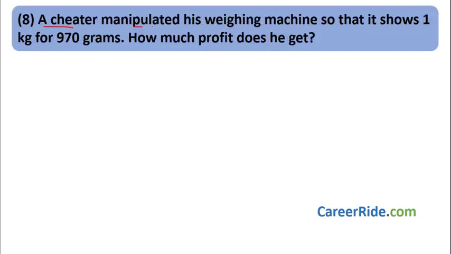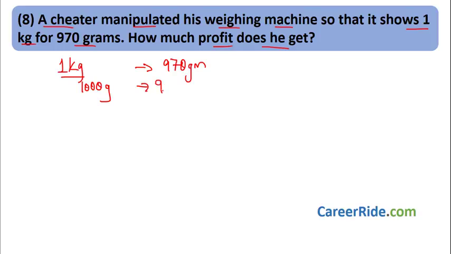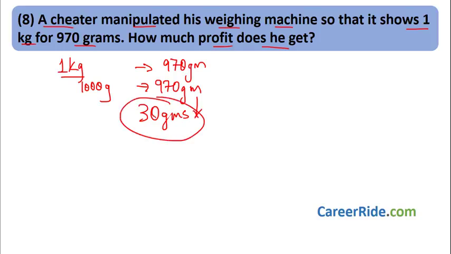Moving to question number 8. A cheater manipulated his weighing machine so that it shows 1 kg for 970 grams. How much profit does he get? What does that mean? A cheater manipulated the weighing machine. So when the weighing machine shows 1 kg, the actual weight is 970 grams. That is, for 1000 grams, actual weight comes out to be 970 grams, that is 30 grams less. So how much profit does he get? The profit which he gets is 30 grams, right? For every kg, the profit he gets is 30 grams.